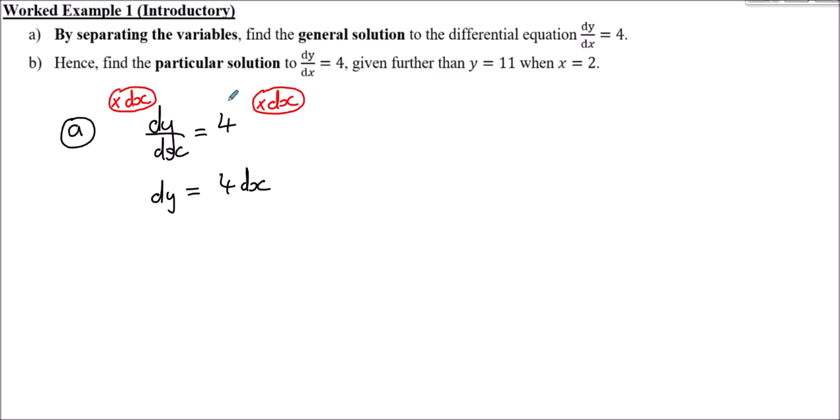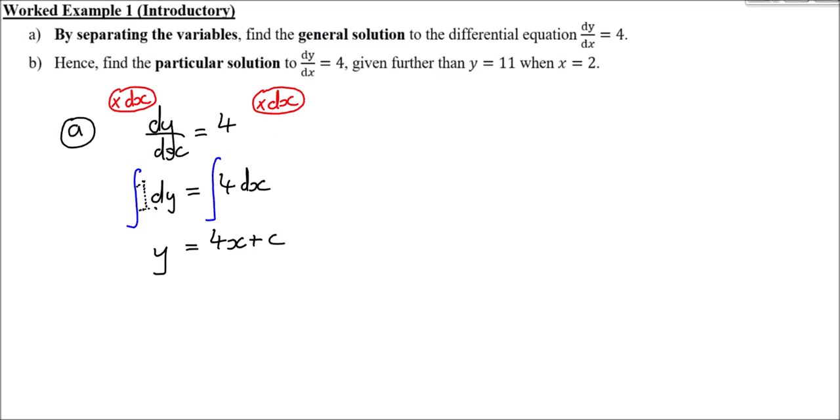Then we integrate both sides. So I've only got one lot of dy there. If it helps you, consider a ghostly 1. So one lot of dy equals 4 lots of dx. So integrating 1 with respect to y just gives y. Integrating 4 with respect to x, of course, gives 4x. So I've got 4x plus the constant of integration.